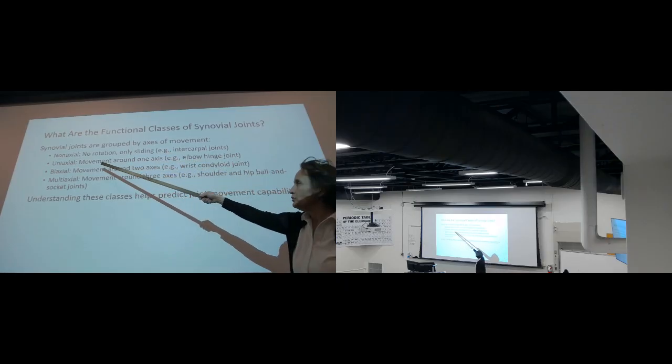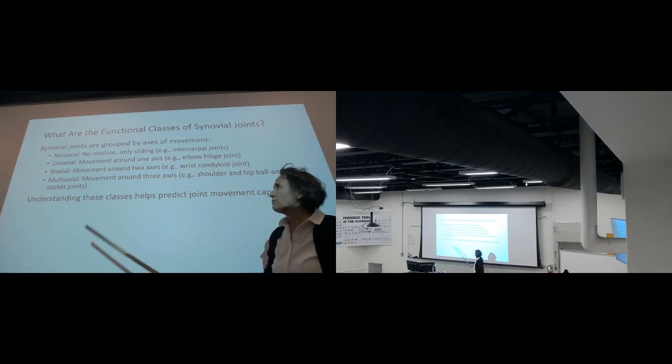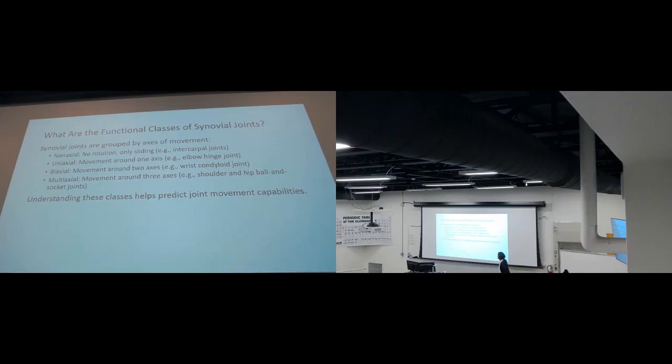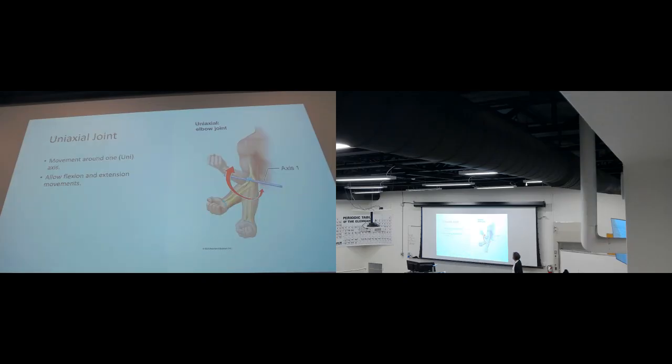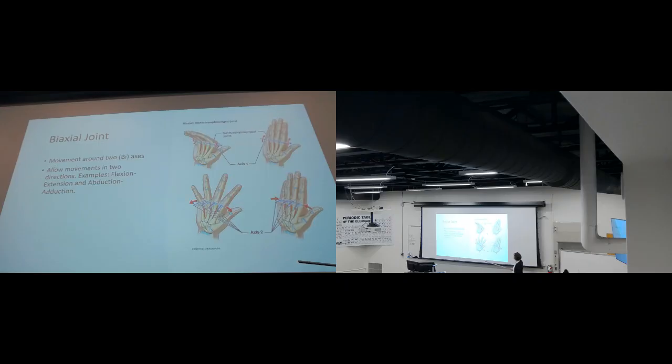Now the functional classification, we already saw this before. It depends on where the movement happens. No movement at all will be non-axial. Movement in one axis, uniaxial, and two axes, biaxial, multiaxial, in multiple axes. So uniaxial joint, flexion, extension in the elbow joint. Here we have another one.